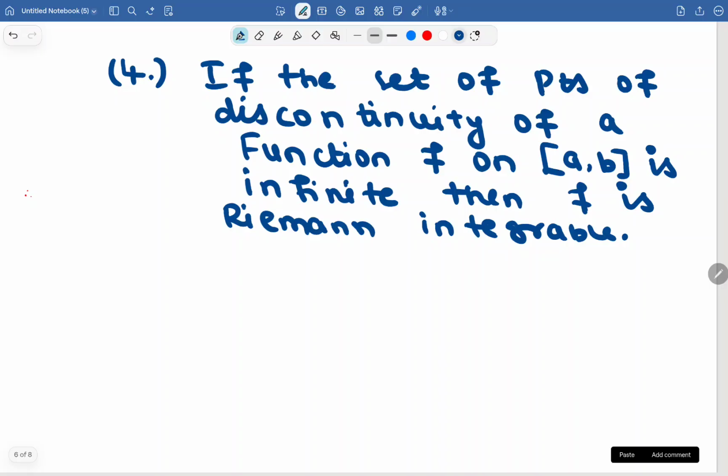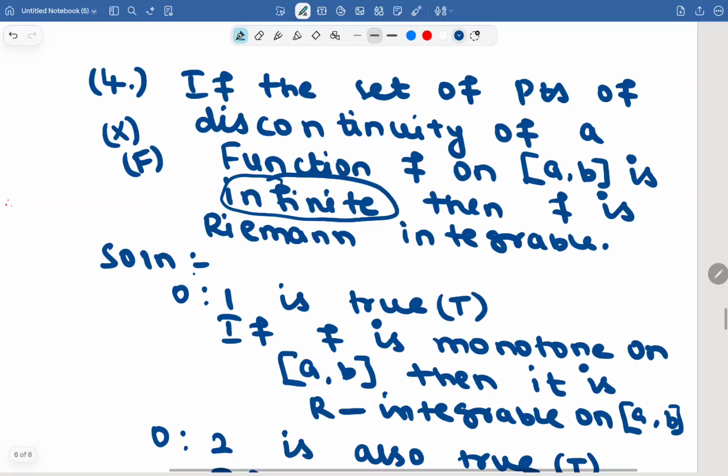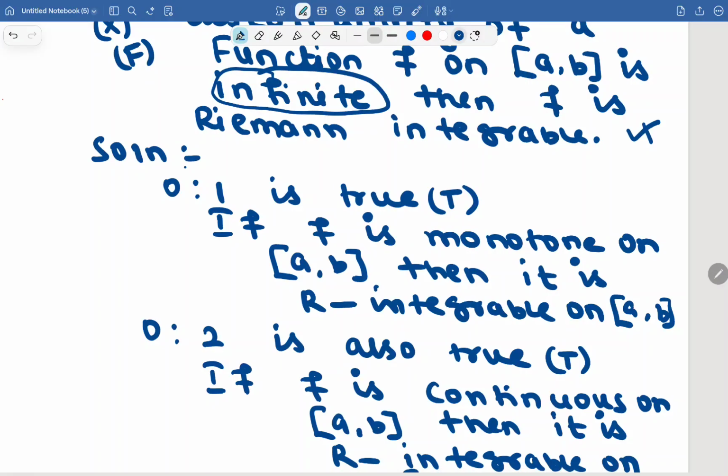The problem is from real analysis. We have to choose which one of the statements is a false statement. Solution: see, for the fourth option, if the set of points of discontinuity of function f on a comma b is infinite, then f is Riemann integrable. For this problem, by a well-known result, the first option is a true statement. If f is monotone on a comma b, then it is Riemann integrable on a comma b.